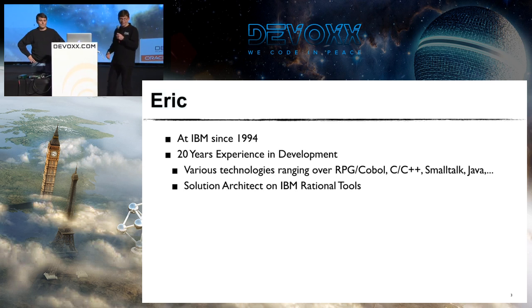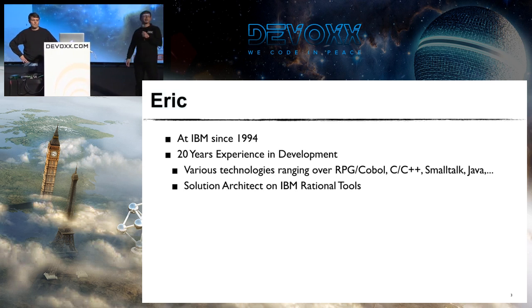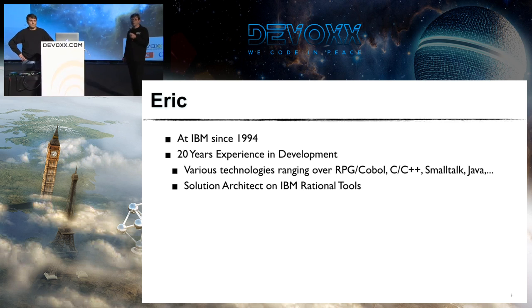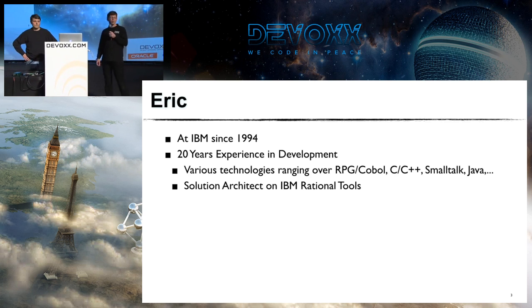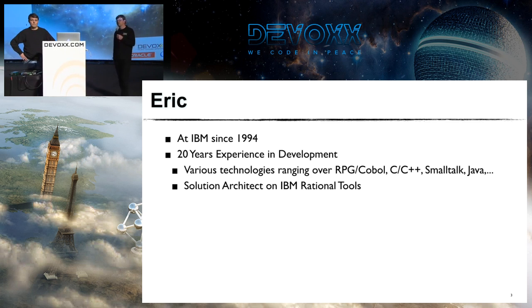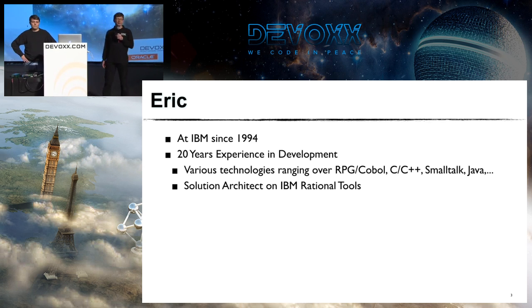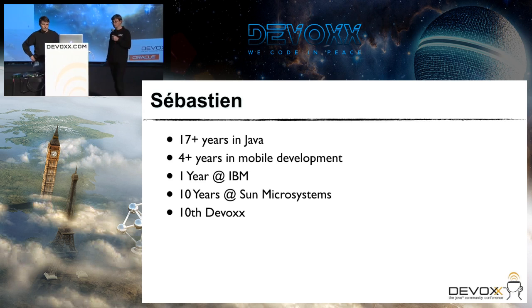So first, let us introduce ourselves a little bit. So I'm Eric Ottoir. I've been at IBM for quite a long time, and I've been involved with all kinds of development subjects and development technologies over those years. Quite a lot of Java, but also other kinds of technologies. And currently, I'm a solution architect on the Rational tools.